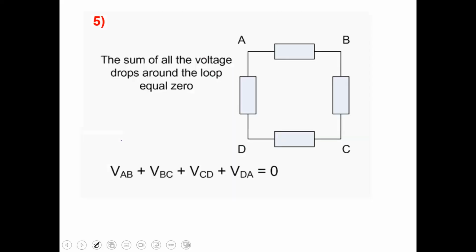Number 5: the sum of all the voltage drops across a loop is 0. This is a very interesting loop. There is no power source in it. And if you add all the voltages, the output is 0.